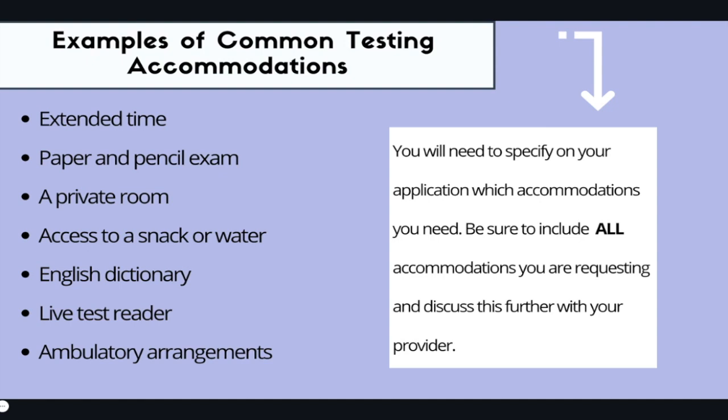An English dictionary, this would be if you are applying for English as a second language accommodation. A live test reader, I have heard of this. This would be where someone reads you the test out loud. So this is a very good auditory tool. And then, like we mentioned, ambulatory arrangements. This would be if you have some sort of physical challenge that limits your ability to sit for the exam.